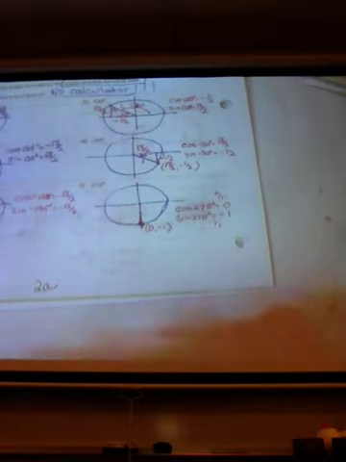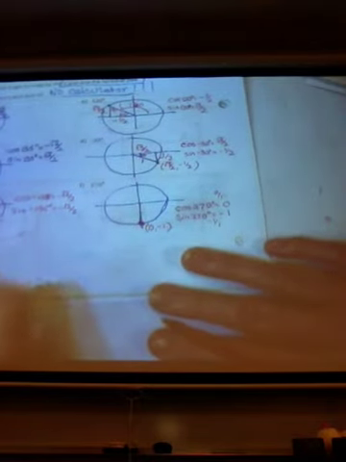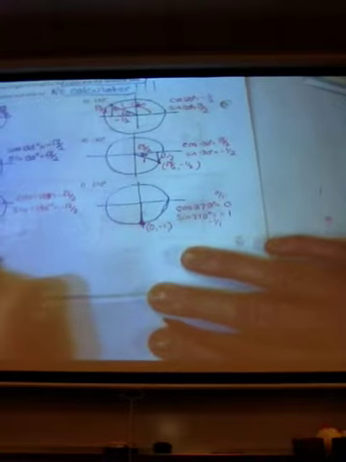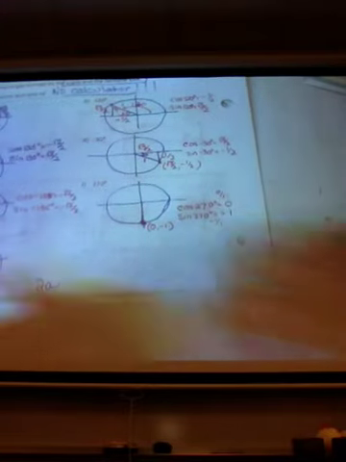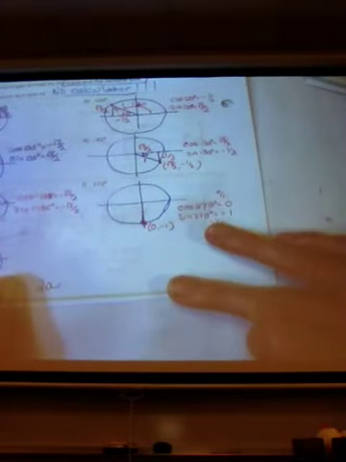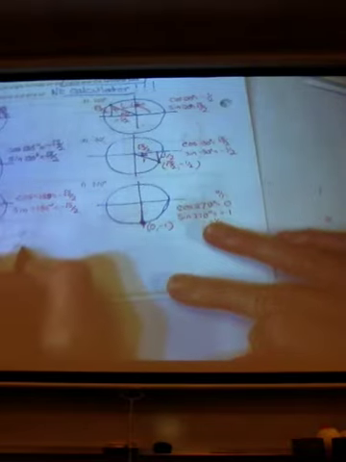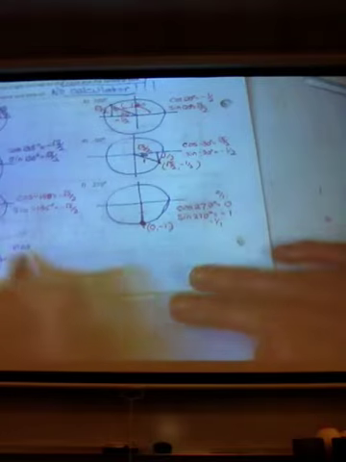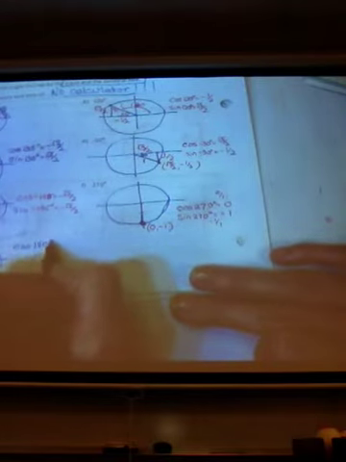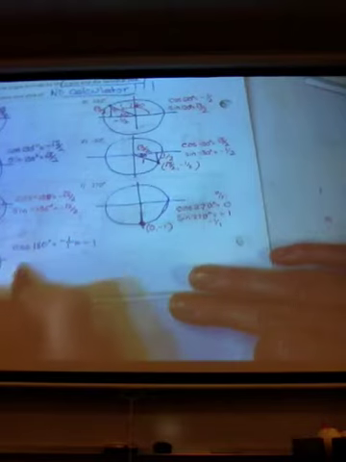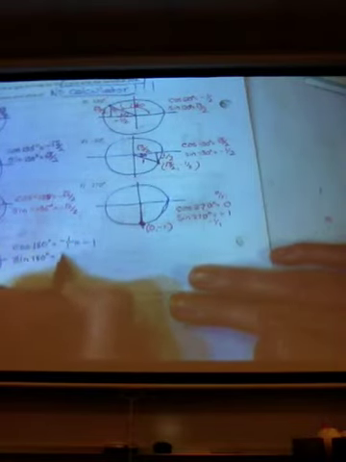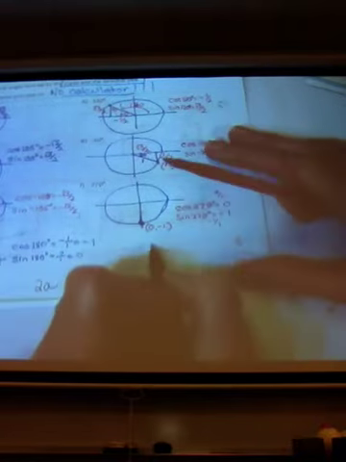Okay, last one, 180 degrees. Where's that going to land? On the x-axis. It's going to land here, and what's that ordered pair? Negative 1, 0. So the cosine of 180 degrees is negative 1 over 1, which is negative 1. The sine is 0 over 1, which is 0.